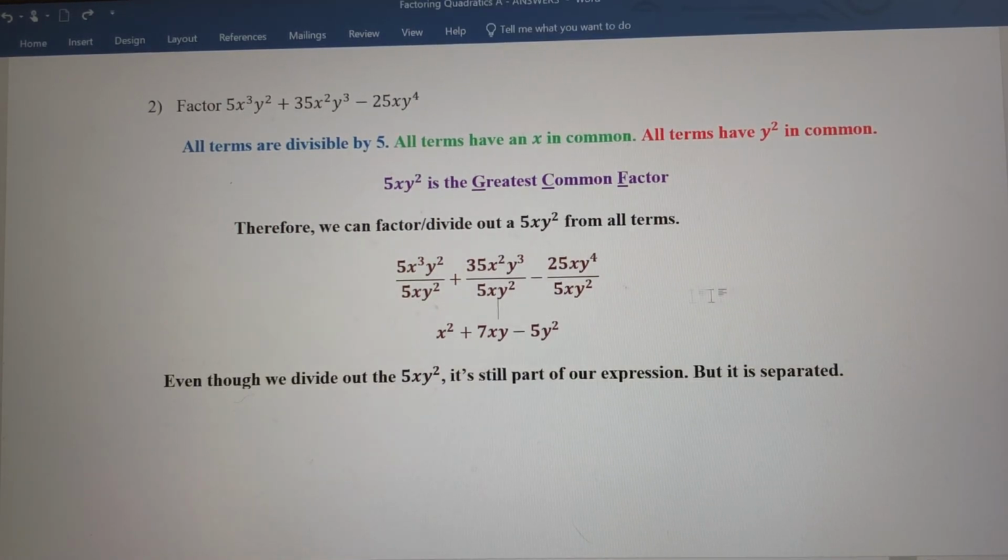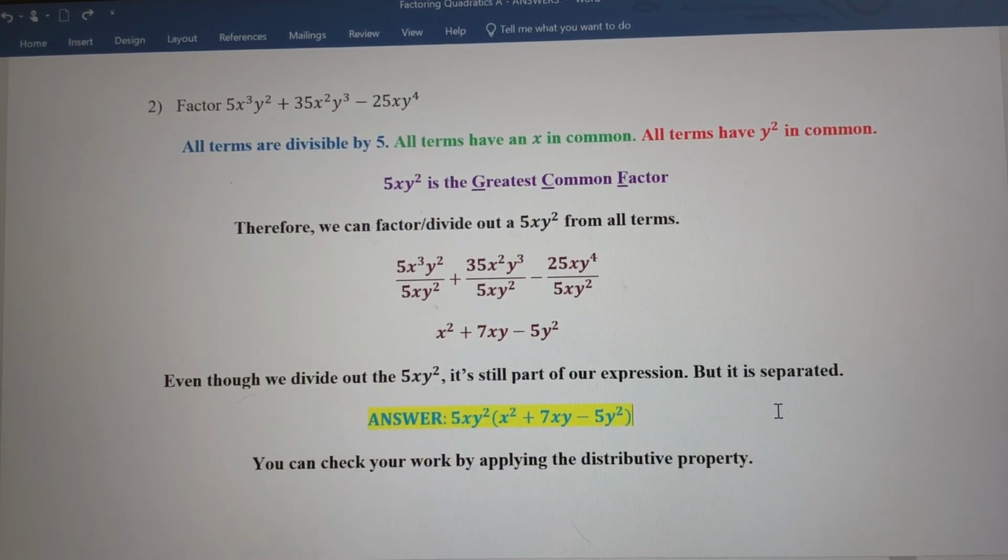So remember, when we factor out this GCF, it's going to be part of our answer. This is going to be the other part of our answer, so we put those together. And when I completely factor this trinomial, I get 5xy squared times the trinomial x squared plus 7xy minus 5y squared. As always, you want to check your work. We want to use the distributive property, so we're going to distribute this expression times these three terms. And when you do that, you should get the trinomial that you started with, and you do. So this is the correct answer. So that's how you factor expressions using a greatest common factor.